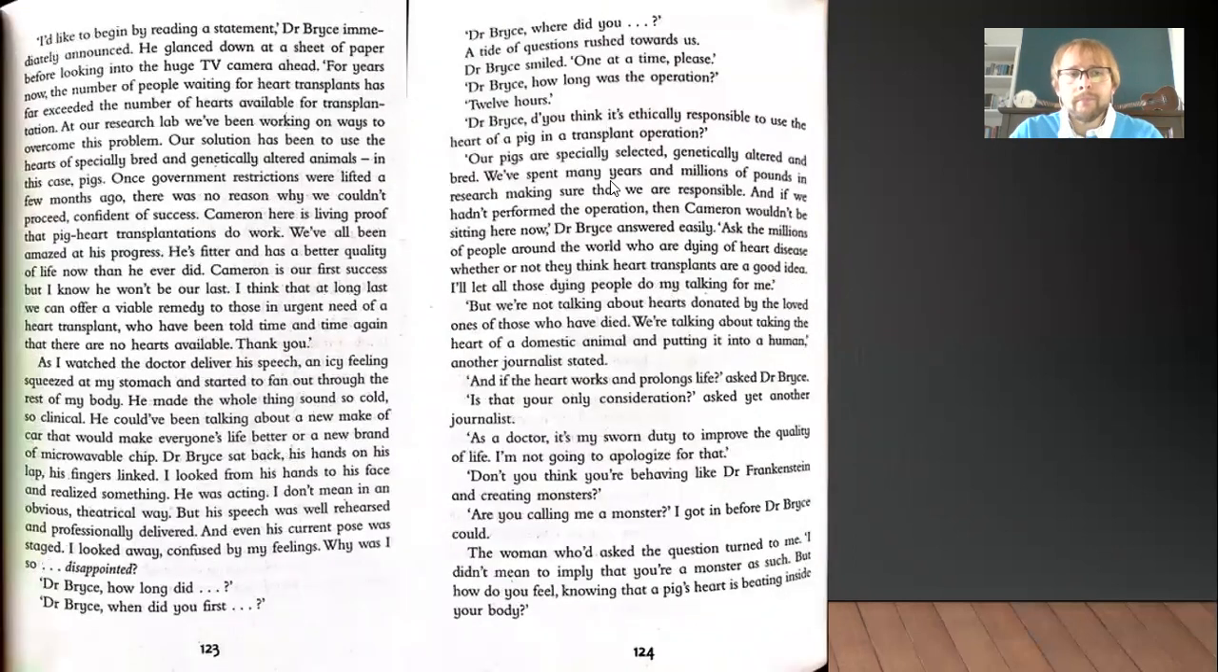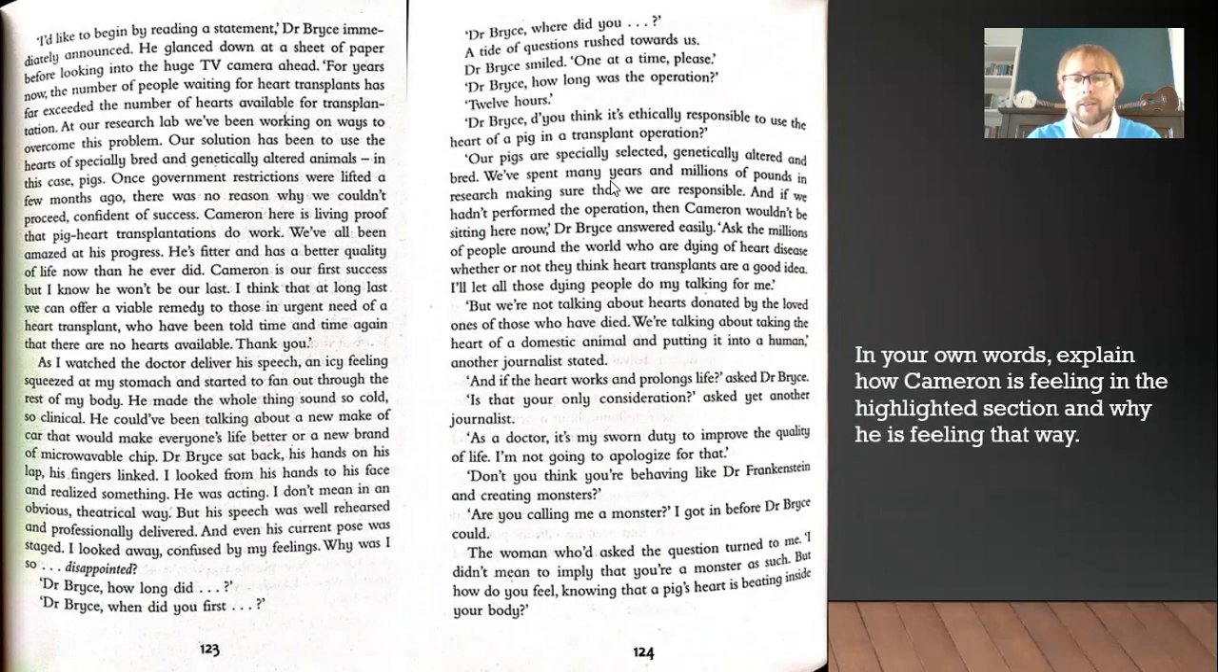Okay, next 2 pages then. Pause the video, read over them, start the video up again when you are ready to do the questions. Okay. So in your own words then, I'd like you to explain how Cameron is feeling in that section and why he is feeling that way. So how's Cameron feeling in that small section of the text, and why is he feeling that way?